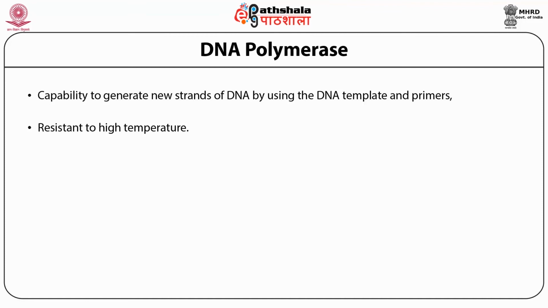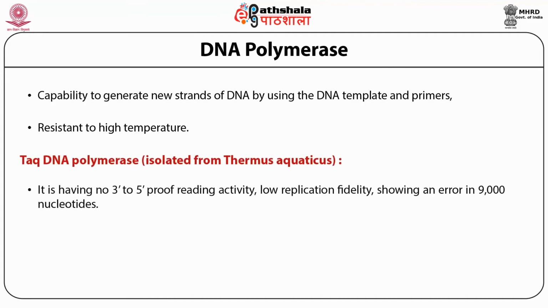PCR is a cyclic process, and in each cycle, the reaction mix temperature reaches 95 degrees centigrade in the denaturation step. Primer annealing is more specific at higher temperature. Thus, a thermostable enzyme will not be inactivated during annealing. The most common enzyme used in PCR is Taq DNA polymerase. It is isolated from Thermus aquaticus.